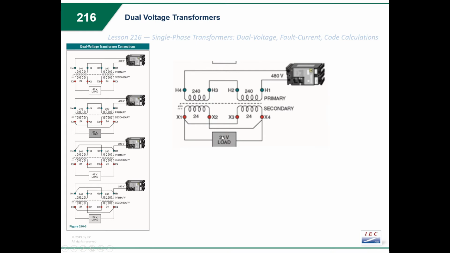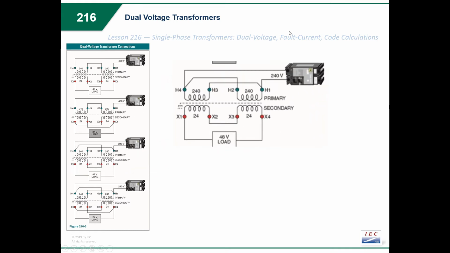kVA is volts times amps, right? So if we have half the amount of coils or half the amount of amps, we're going to have a fraction of our kVA as well. So we're always going to use both coils. Again, connecting in parallel, we keep that same lower voltage, right?